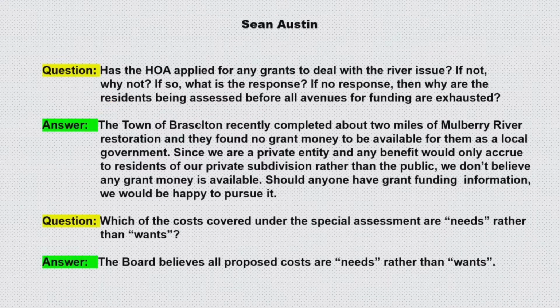Okay, I have a number of questions from Sean Austin. Has the HOA applied for any grants to deal with the river issue? If not, why not? If so, what's the response? If no response, why are the residents being assessed before all avenues for funding are exhausted? The town of Brazelton recently completed 2 miles of Mulberry River restoration, and they found no grant money to be available. I think we talked about this before.